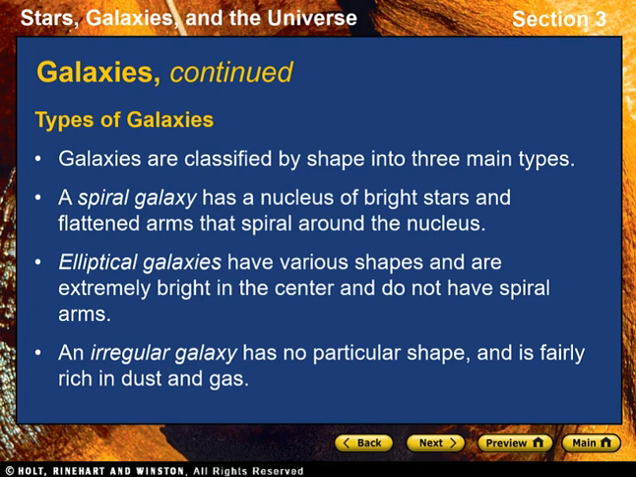The third type of galaxy, called an irregular galaxy, has no particular shape. These galaxies usually have low total masses and are fairly rich in gas and dust. Irregular galaxies make up only a small percentage of the total number of observed galaxies.